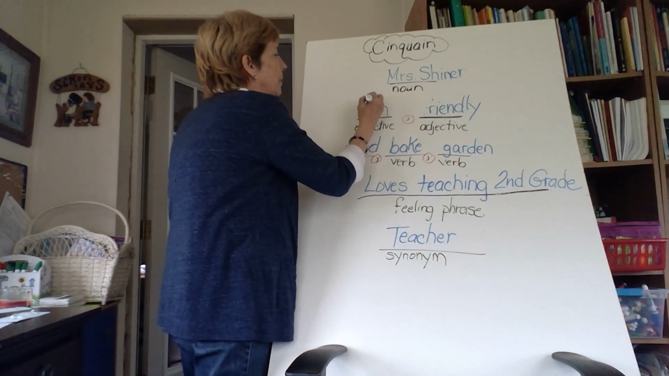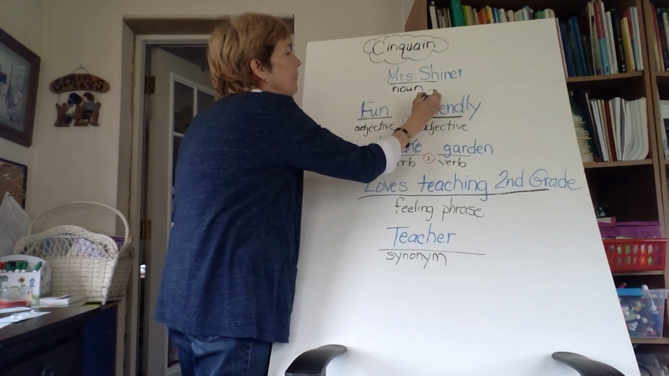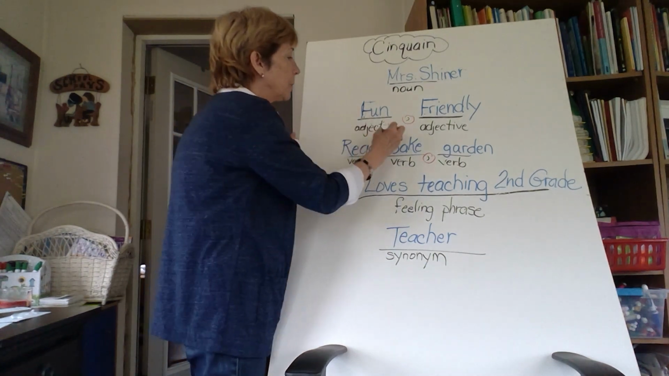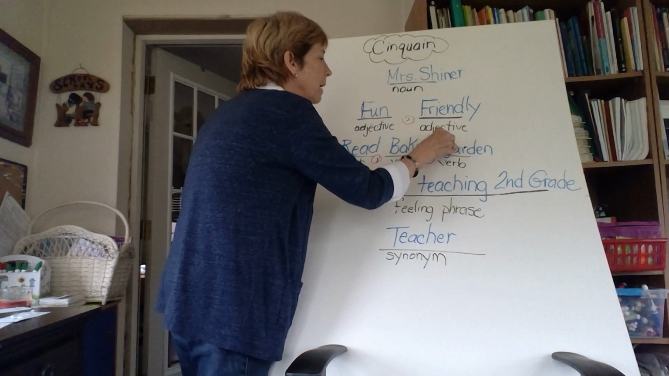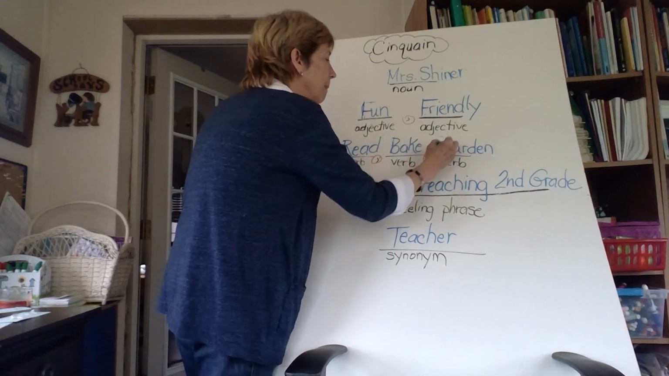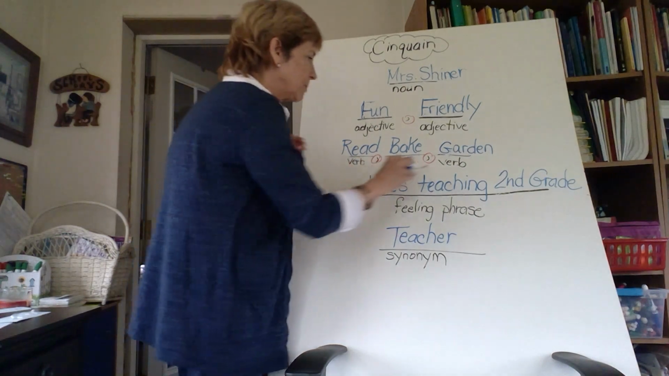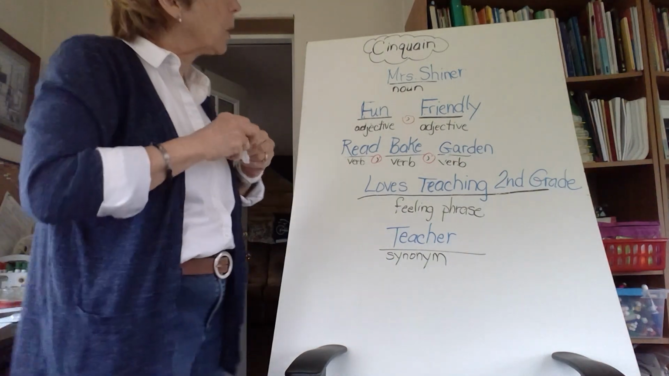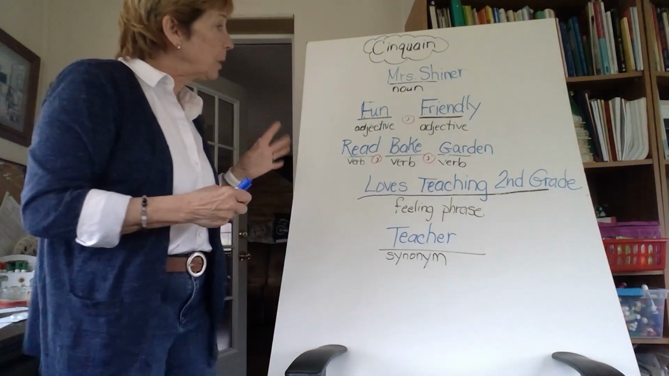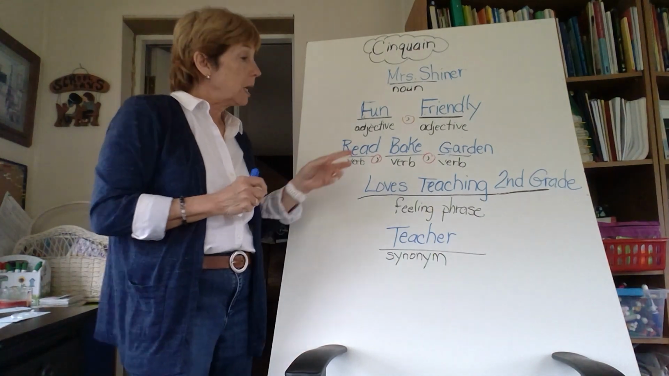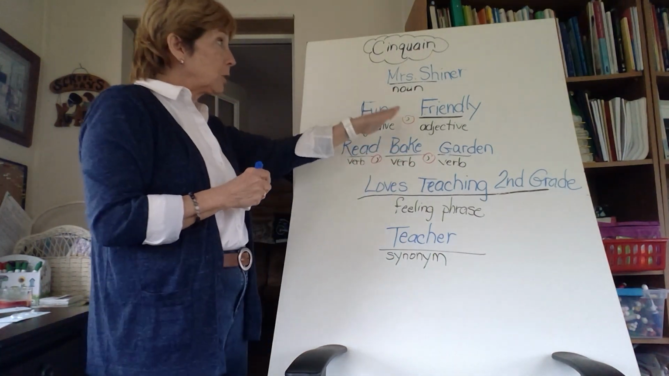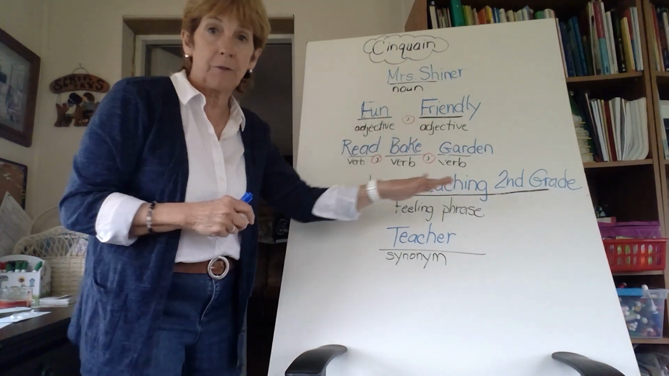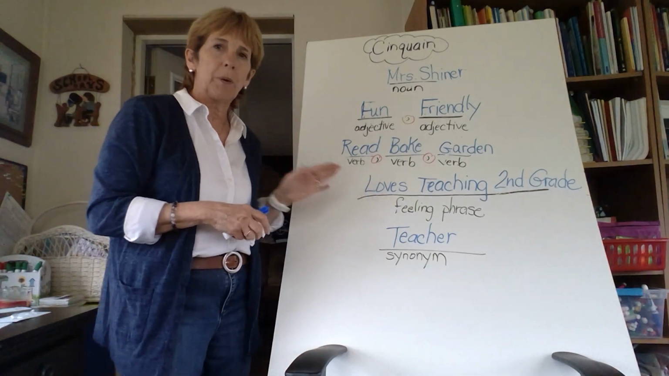So I'm going to write capital F for fun, capital F for friendly, capital R for read, capital B for bake, and capital G for garden. Now when I get to this one, I'm just going to have to do the T for teaching. I just think it looks better because it's a poem. So when you go to do yours, please remember, make them capital letters and put commas in between your list of adjectives and your list of verbs. Do not put commas at the feeling phrase because you don't want to pause there. So don't put a comma there.